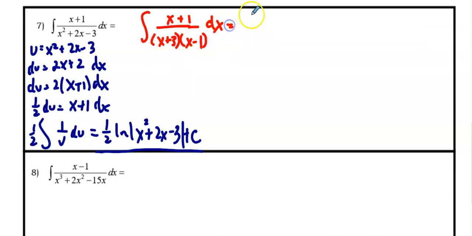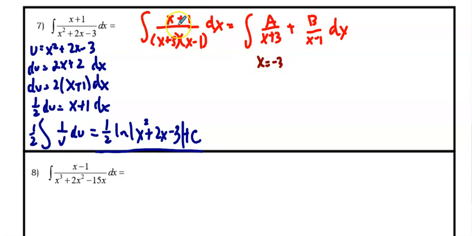So we're going to go ahead and set this equal to the integral of a over x plus 3 plus the integral of b over x minus 1 dx. And so what we can now do to solve the problem using the Heaviside method is, okay, well, let's make x equal to -3. And so we're going to look over here on the side and we're going to eliminate the term that's actually going to make this undefined. So we're going to plug in -3 to simplify this right here.